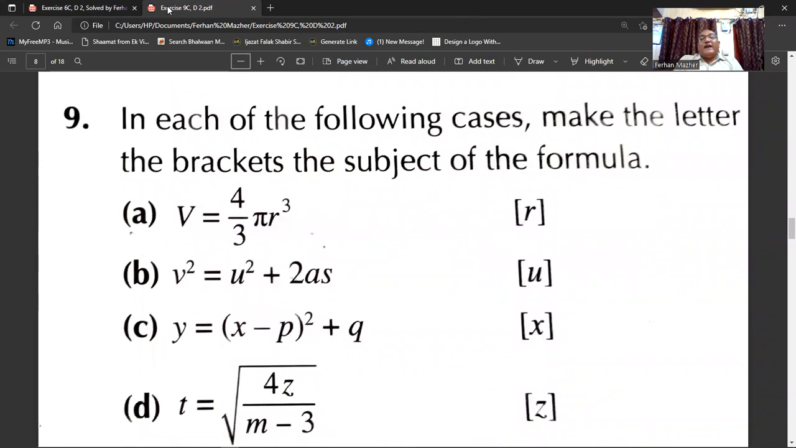Okay, question number 9 is showing up on your screen. He says in each of the following cases, make the letter in the brackets the subject of the formula. Okay, so we have V equals to 4 divided by 3 into pi r cube. We want r to be the subject of the formula.